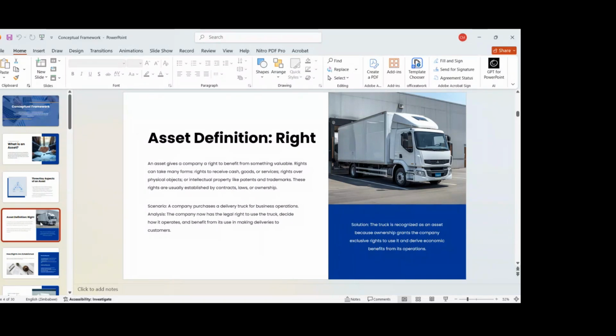So a simple scenario, this is simple, team. Don't worry, we're going to the standard, but in general terms. A company purchases a delivery truck for business operations. The company now has the legal right to use the truck. It decides how it operates, and it can benefit from its use in making deliveries to customers. So in simple terms, the truck is recognized as an asset because ownership grants it rights to use it and derive economic benefit from its operations.